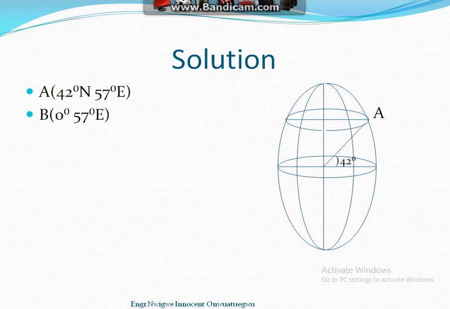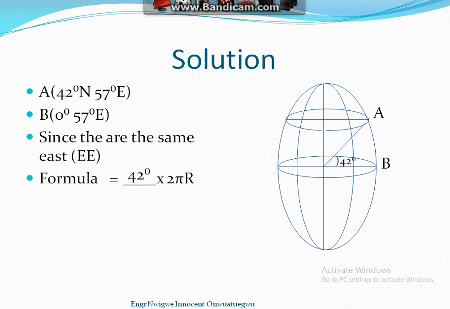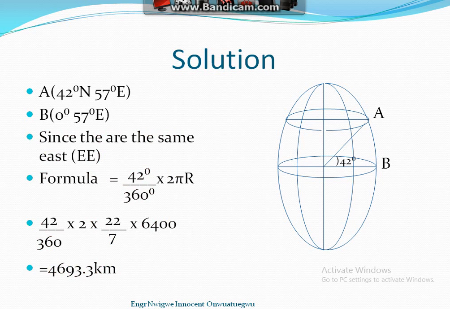Since they are on the same east longitude, the two of them are pointing at the same place on the longitude. From the formula, we have theta over 360 times 2 pi r. If you substitute the values into the formula, you have 42 degrees over 360 times 2 times 22/7 times 6,400, which will now give us 4,693.3 kilometers.